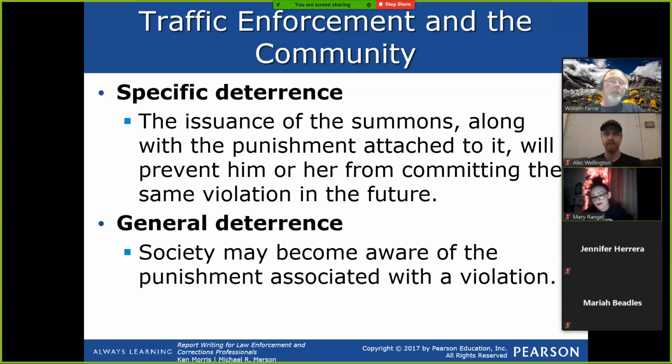And that's the general deterrence thing. If you see someone getting pulled over, the thought is that because there's something bad that comes with that, maybe you won't do it. Doesn't always work.